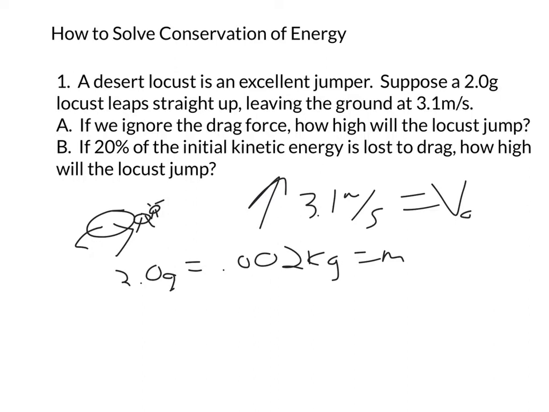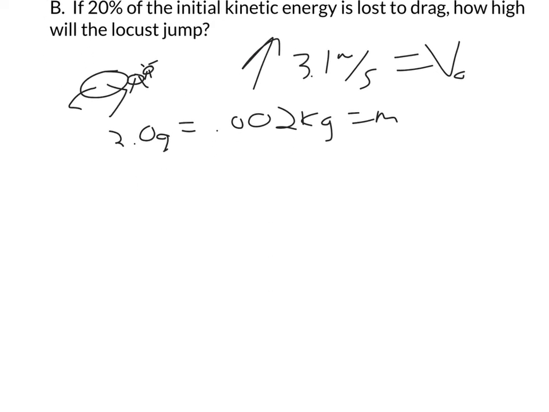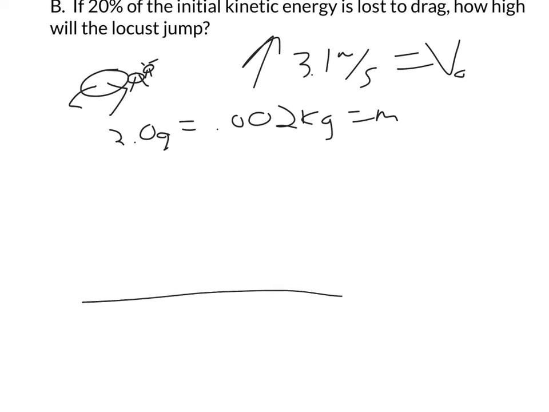So when you're doing a conservation of energy problem, you want to identify the types of energy you're starting with, and the types of energy you're ending with, and the changes that are going to go on. So here's what's going to happen to this locust. If I draw it from the side, the locust is on the ground and it's going to jump up to some height, h. It leaves the ground with some velocity, and when it gets to the top of its jump, it will have 0 velocity.